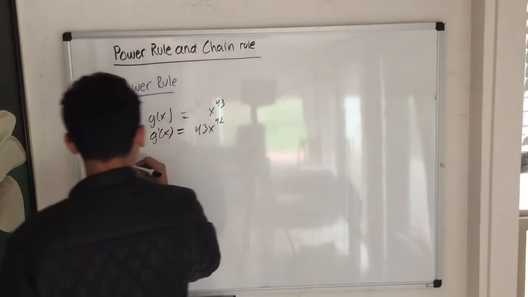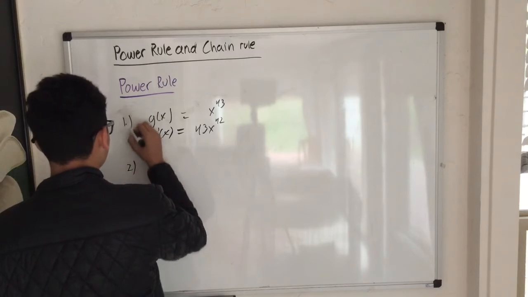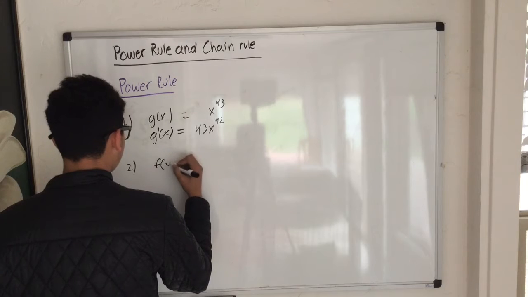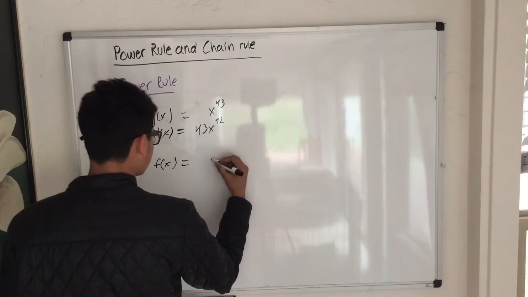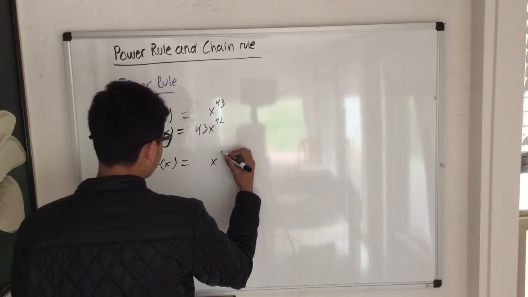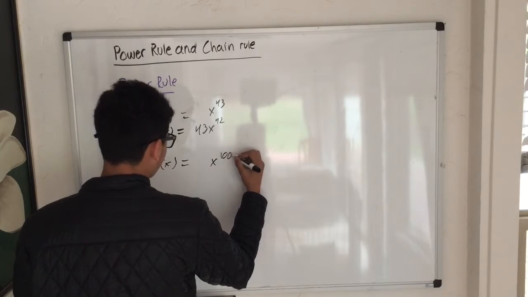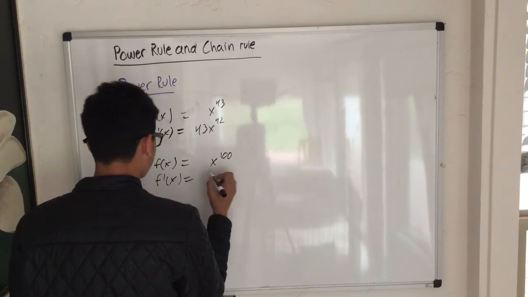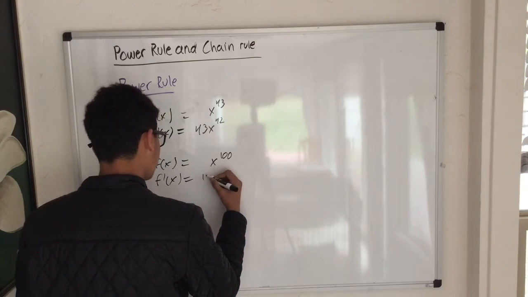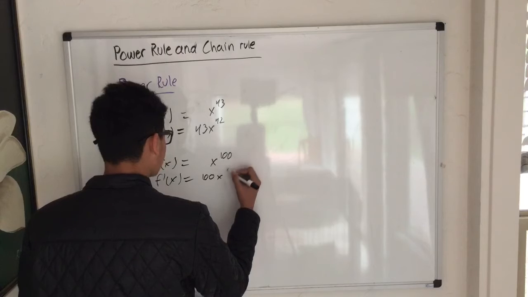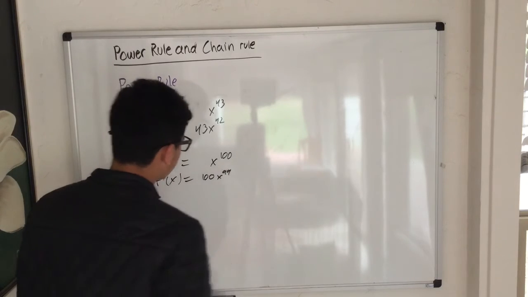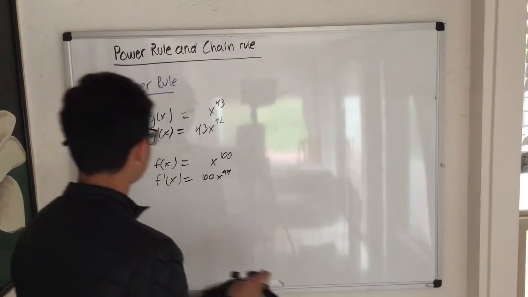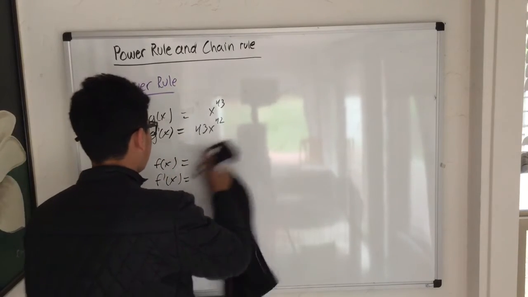We can do another quick one here before we move on to the chain rule. Let's say this one is also f of x, and this is going to equal x to the power of, let's say, 100. f prime of x, again, move the exponent down, 100x, subtract 1 from 100, it's going to be 99. And so that's basically what this is stating as the power rule.